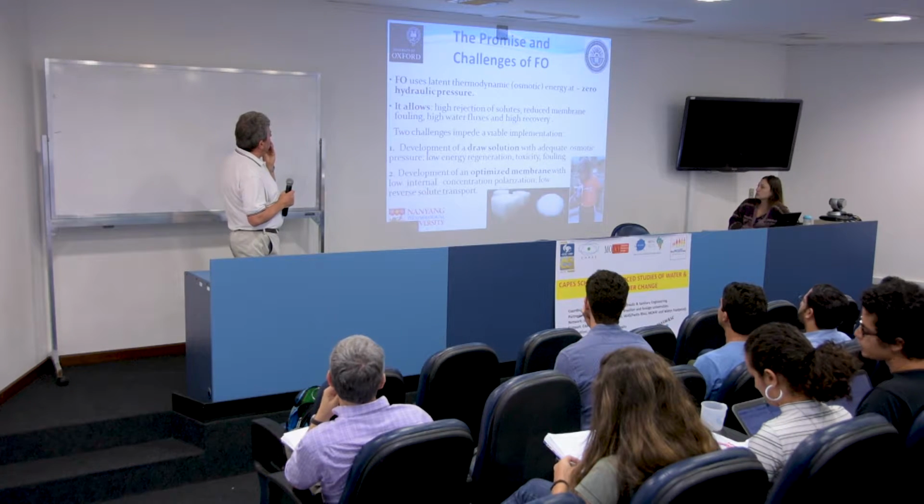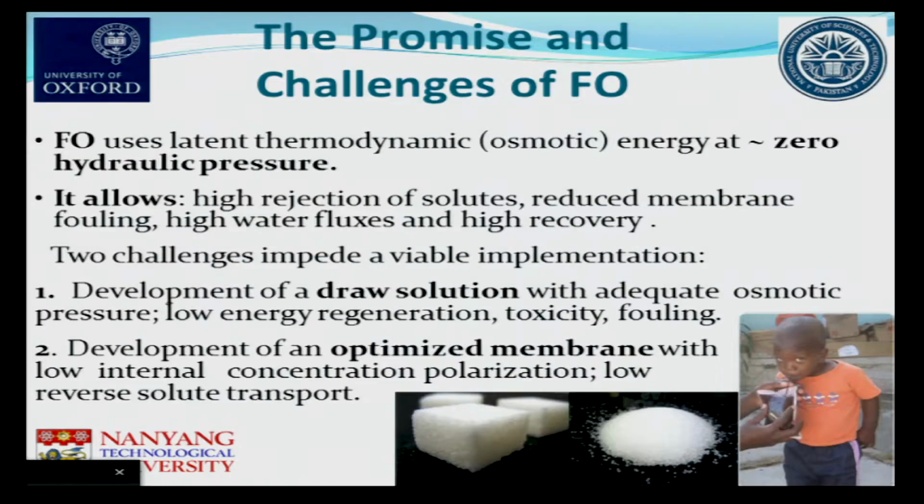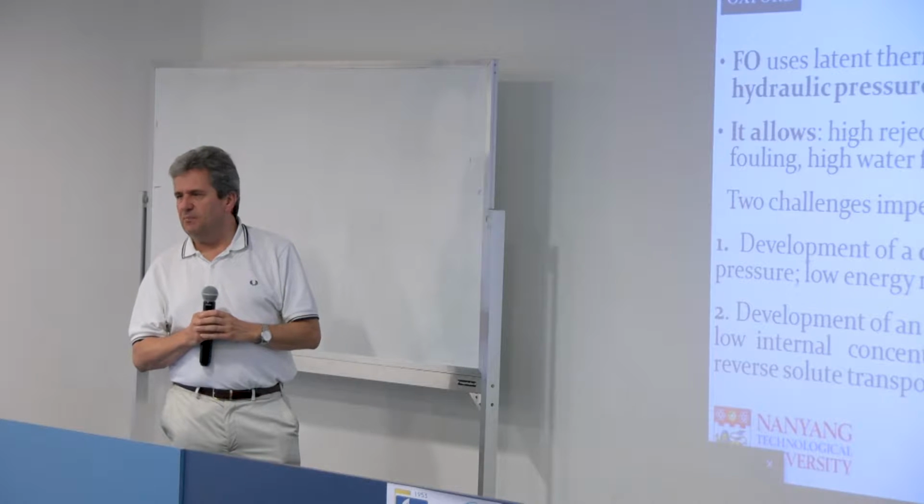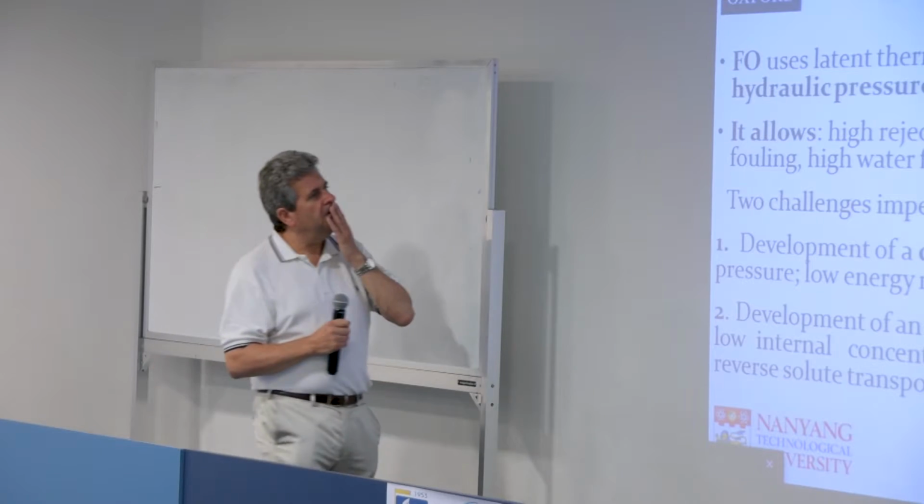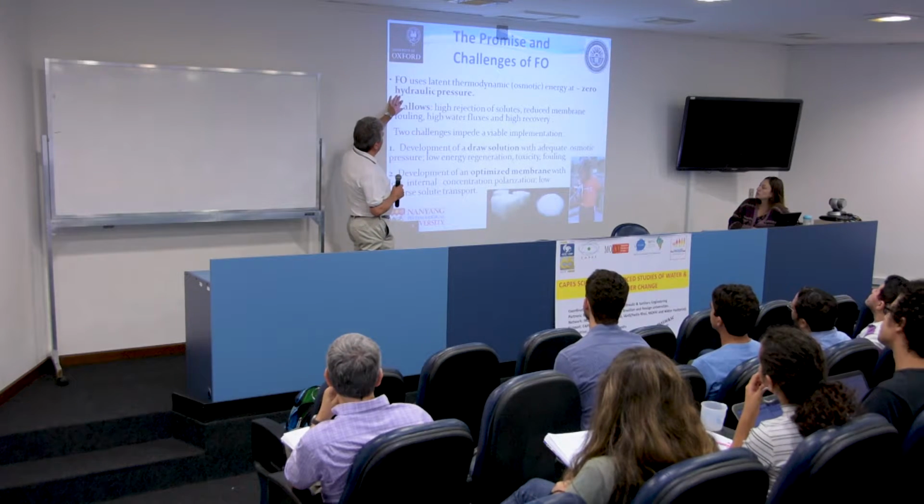So the idea is that forward osmosis uses latent thermodynamic energy, so it's using osmotic energy at zero hydraulic pressure. So remember, in reverse osmosis, it's the opposite way. We apply a pressure, and that pushes the water against the osmotic barrier, and it will concentrate the salt solution, and it will give you clean water on the other side. But that requires a lot of energy. We have to pump at typically 70 bar. It's very high energy. Here, we're just using the thermodynamic energy.